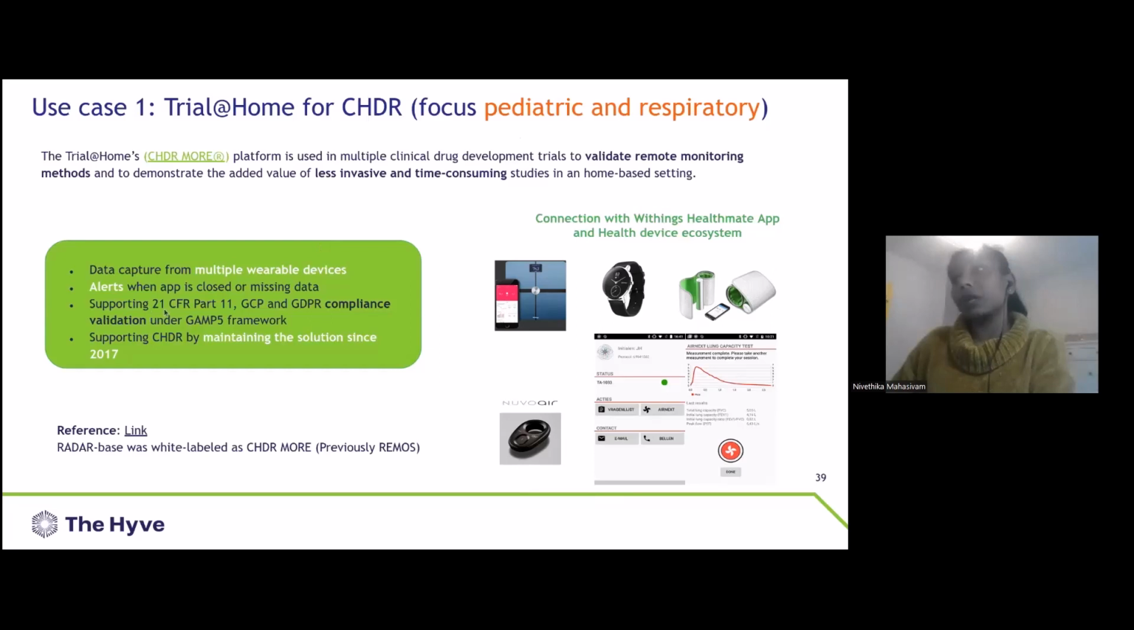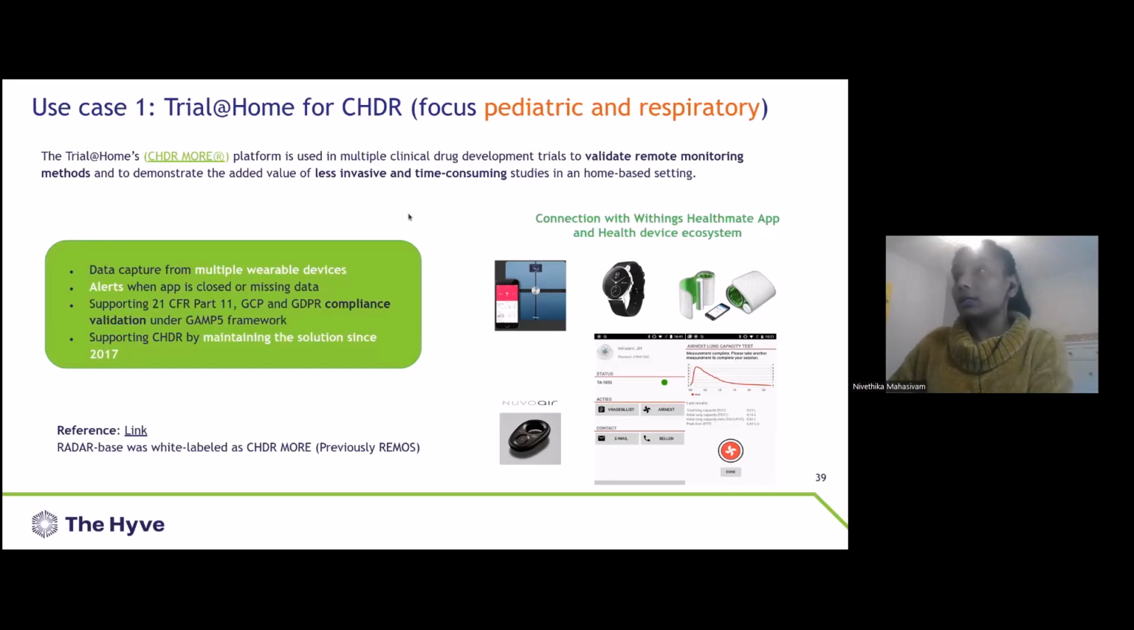I think one important thing to know is that this is also one area where the platform is further validated and it meets 21 CFR Part 11 and other compliance guidelines. So these are crucial if you want to use these kinds of methods in drug development trials.